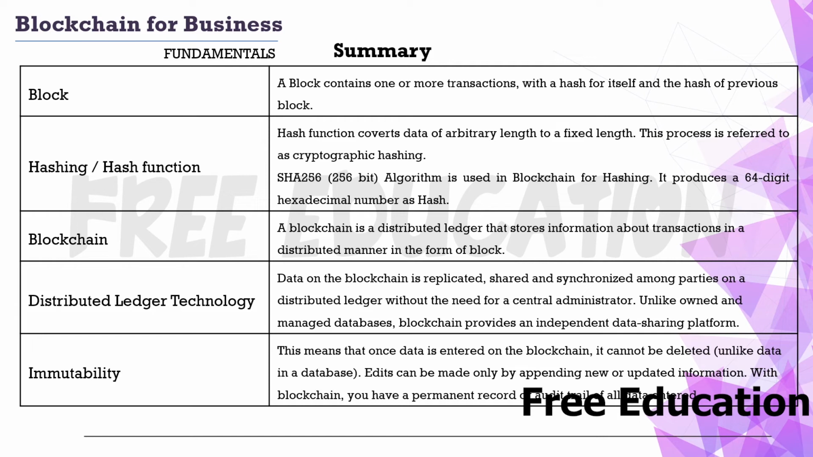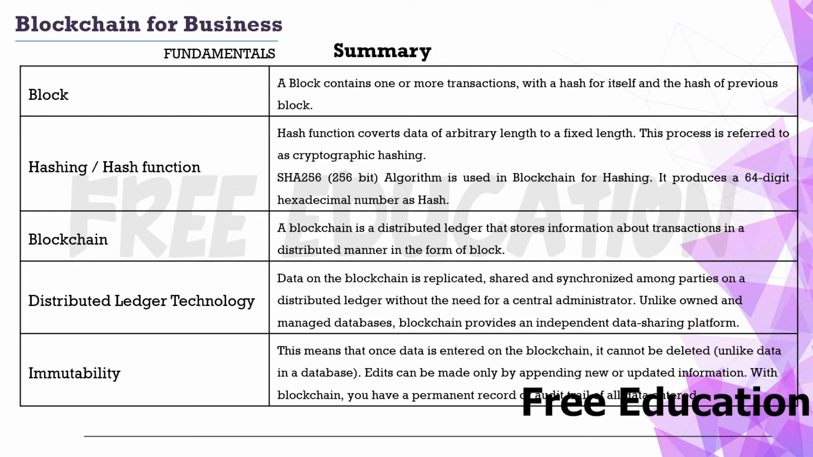You may in fact experiment with this on websites that will generate a hash value for any characters using the SHA-256 algorithm. You may type your name with all small letters and check what the hash value is, and then type your name again with one character in capitals and see what the hash value is. You may experiment with that. And a blockchain is a distributed ledger that stores information about transactions in a distributed manner in the form of a block or series of blocks.